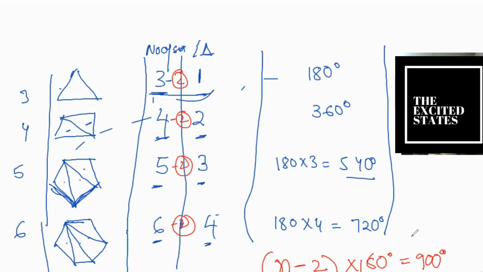Acha, you calculate: 9 is nonagon. Nonagon would be 9 sides, 180 times 7. And decagon is 10. Decagon would be 8 into 180. So now if I give you a polygon with 100 sides, can you calculate the sum of angles?